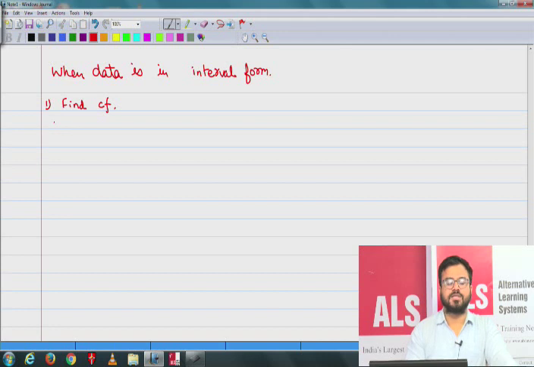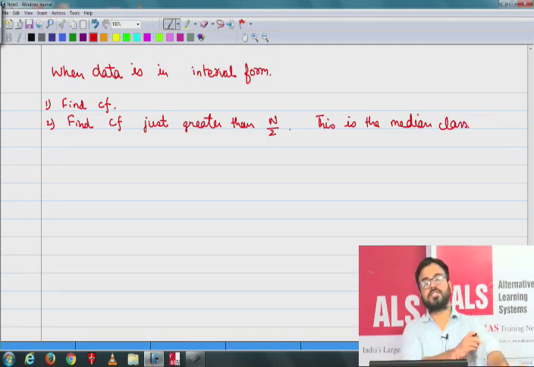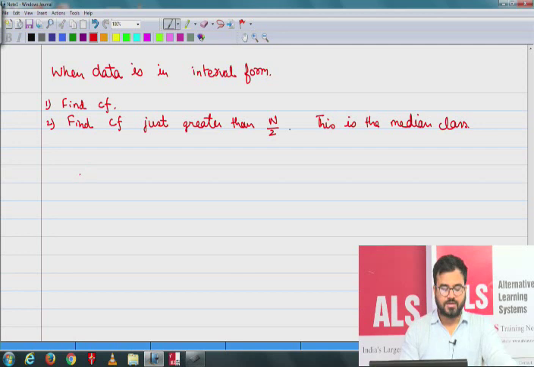Find the cumulative frequency. We have to write the cumulative frequency of the data. Find the cumulative frequency just greater than n by 2, and this is the median class. Whatever cumulative frequency is just greater than n by 2, that cumulative frequency interval will be the median class interval.